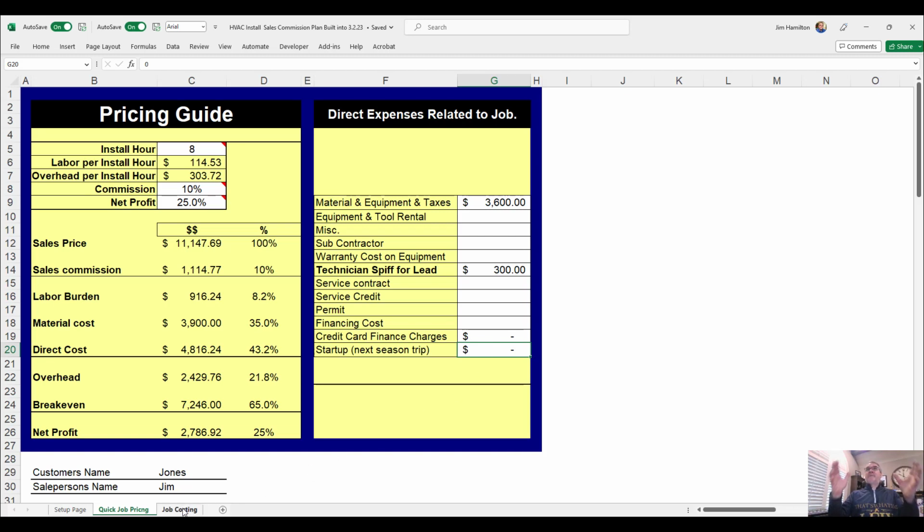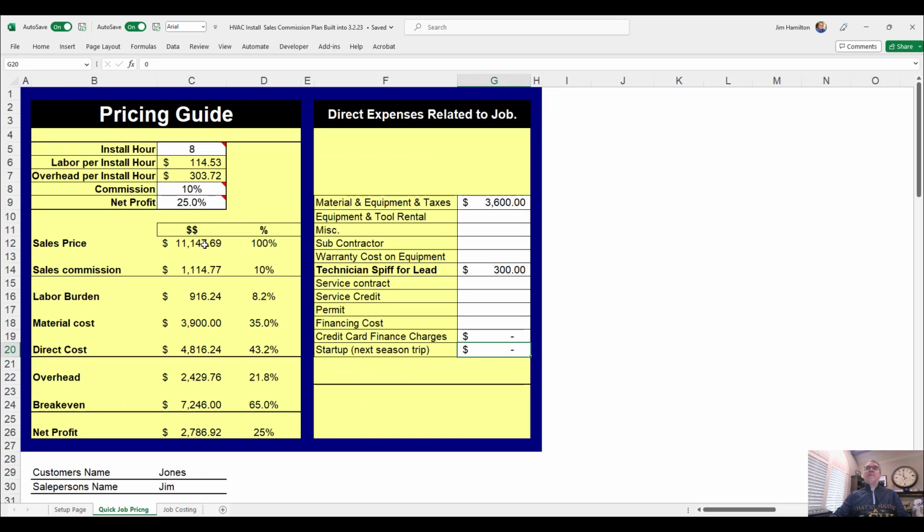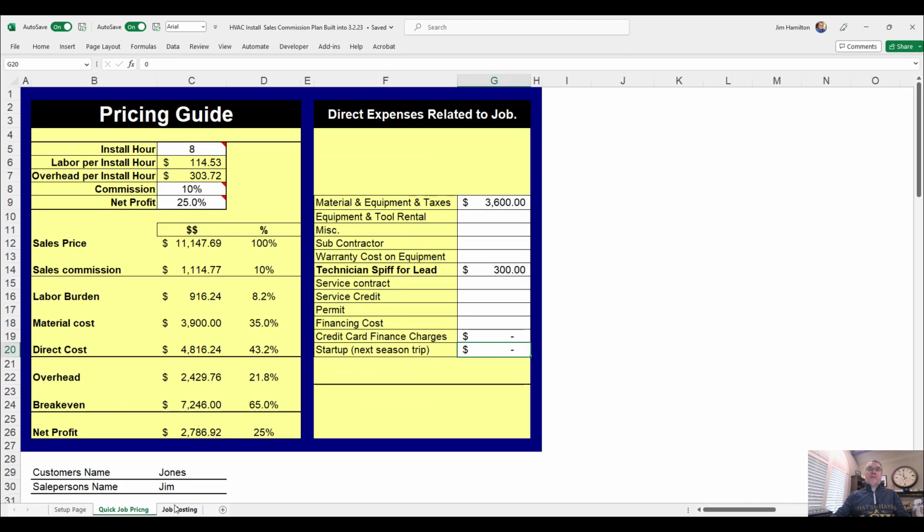So anyways, that is the job pricing piece, I'm sorry, that's the job pricing tab. And then you're going to come over here to the job costing tab, and you're going to put in the selling price. You'll notice that the selling price of $11,147.69 is exactly what that is. Okay, so you put that in, and you'll put this in at 8 hours, because that's what you bid it at. That's all you would do on this job. And then print both of these pages off.